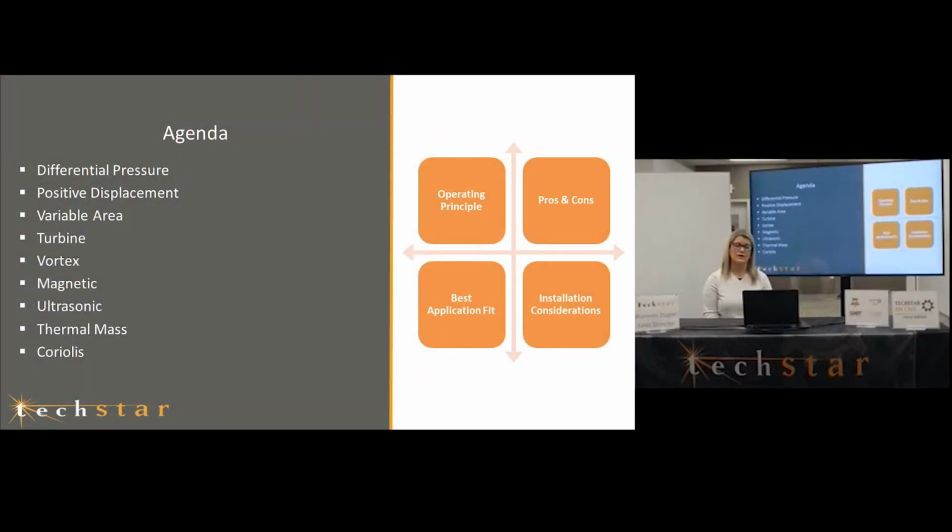Today we'll go over several technologies that are used for flow measurement: differential pressure, positive displacement, variable area or rotometers. We'll go over turbine meters and vortex meters, magnetic flow meters, ultrasonic flow meters, thermal mass meters, and Coriolis meters. For each of them, we will go over the main operating principle, the pros and cons to each, the application fit, and some installation considerations.